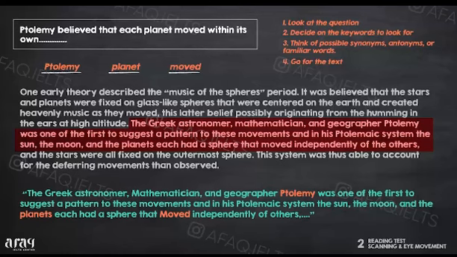The Greek astronomer, mathematician and geographer Ptolemy was one of the first to suggest a pattern to these movements, and in his Ptolemaic system, the sun, the moon, and the planets each had a sphere that moved independently of others.